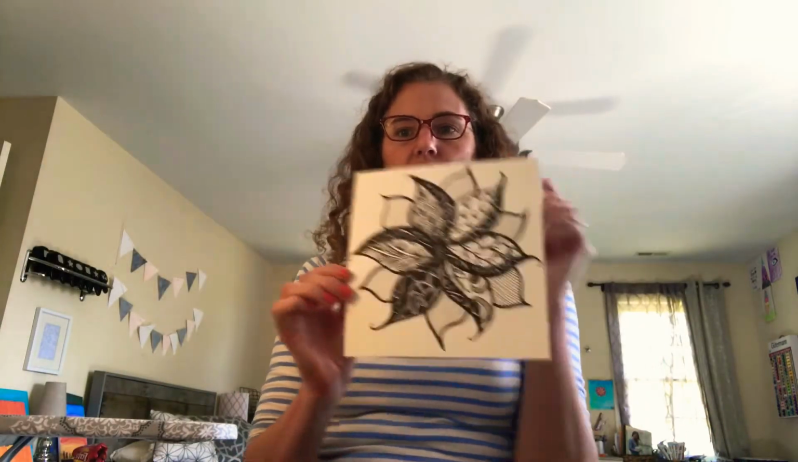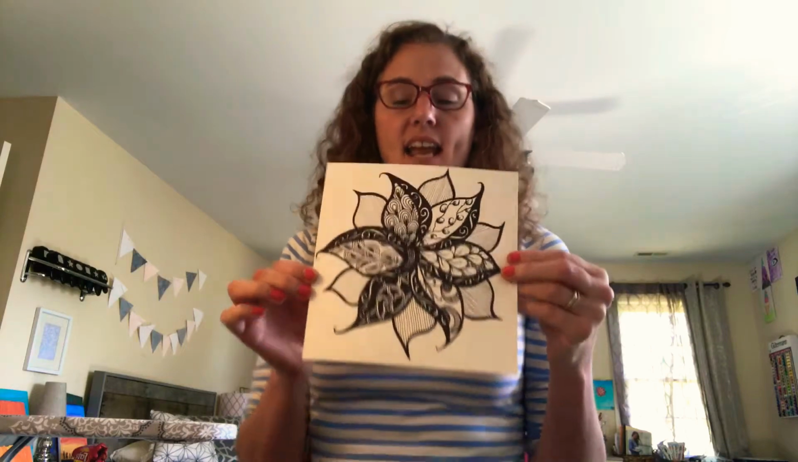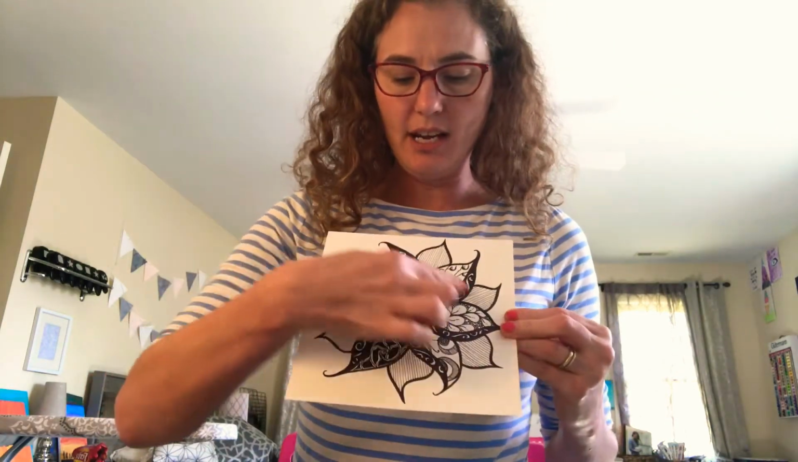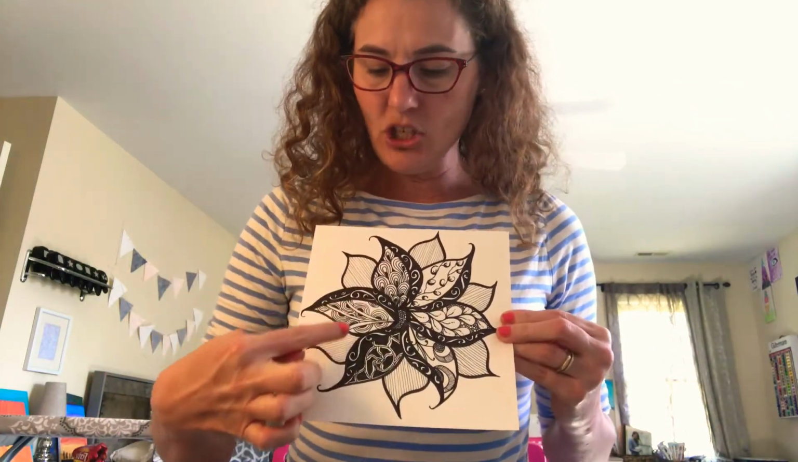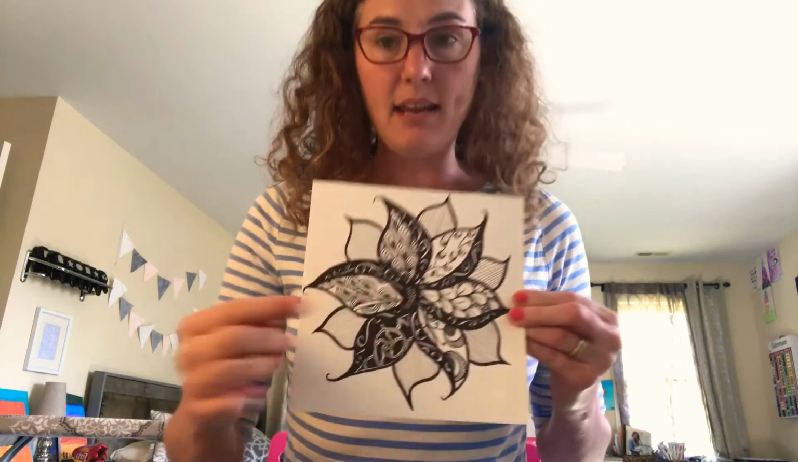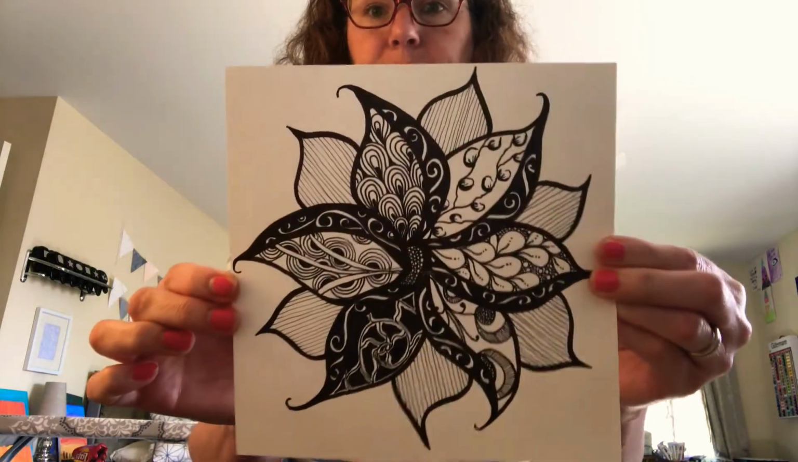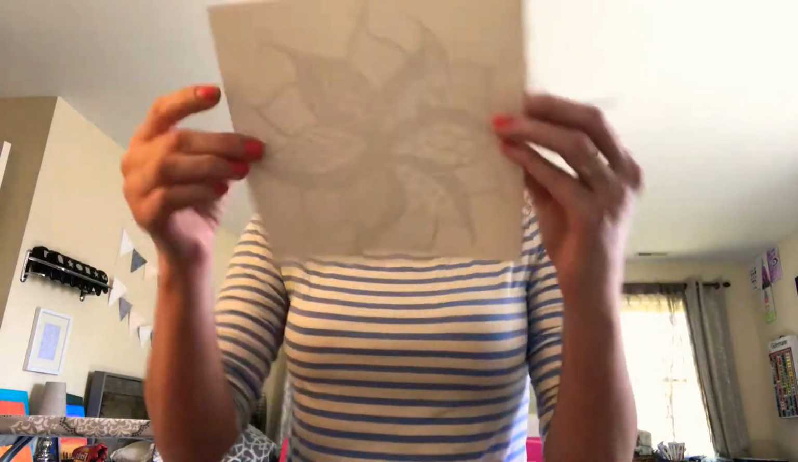And this is my art portfolio where I have some things in it. Here is a Zentangle that I created using black and white. And see, here's my basic shape. And then inside these shapes, I put lines and patterns.